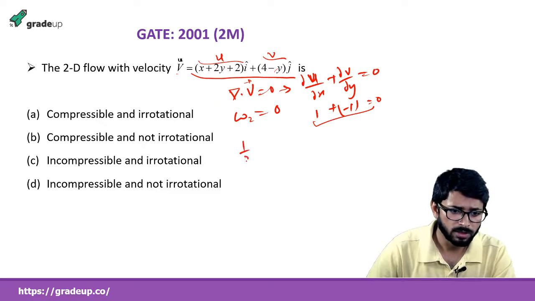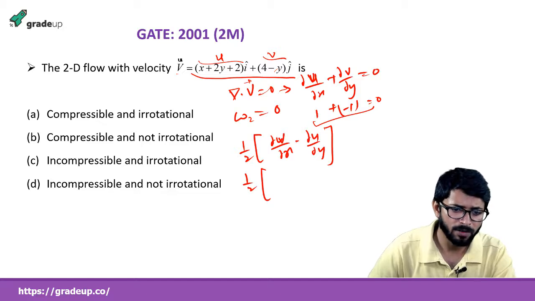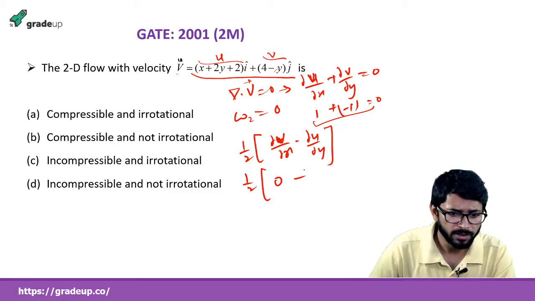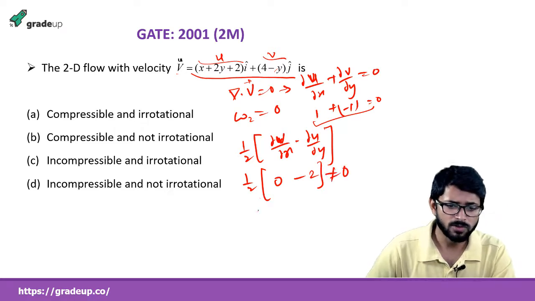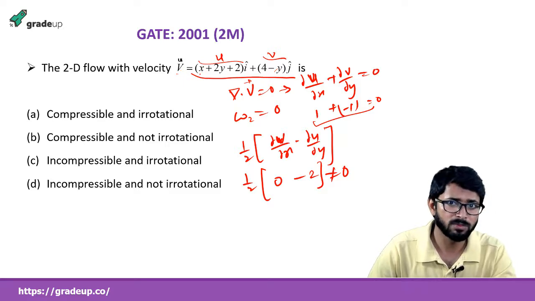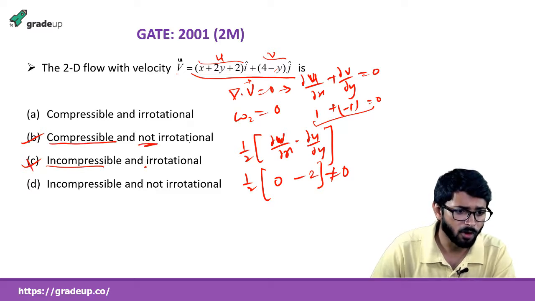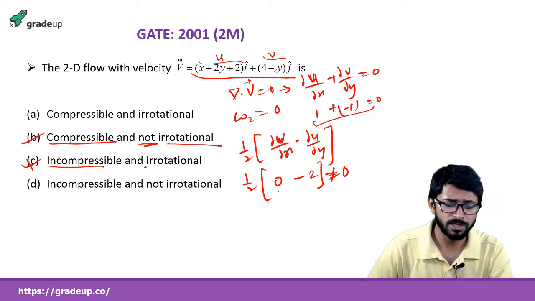Now check for the rotationality: del v by del x minus del u by del y. Del v by del x is equal to 0 because there is no x component in v, and del u by del y comes out to be 2. So it is not equal to 0. So we can say it is a velocity field which is incompressible but not irrotational. So option B is correct, incompressible and not irrotational, because it is not coming out to be 0.